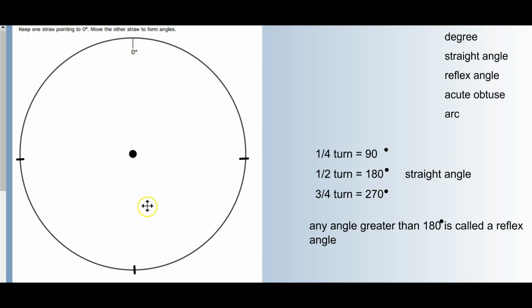So let's look at my circle, and here at the top I have 0 degrees. And we're going to follow around clockwise, the way a clock's hands move. And we are going to make a quarter turn, a quarter of the way around this circle. This would be halfway around the circle. 1/4 of the way around the circle. The measurement in degrees here is 90 degrees.